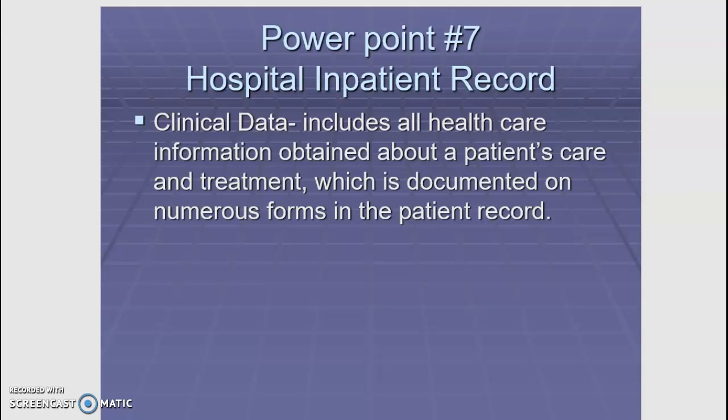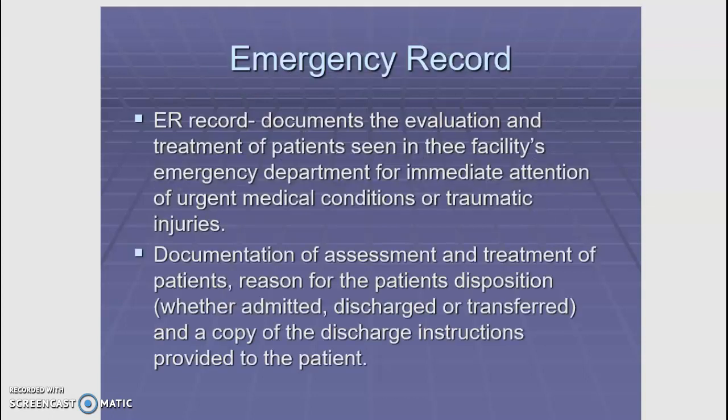I'm going to start PowerPoint number 7, Hospital Inpatient Record. So we're just going to go through the different things that are in a hospital inpatient record. We're going to start off with the clinical data. This includes all healthcare information obtained about a patient's care and treatment, which is documented on numerous forms in the patient record. So we'll start off with the emergency room.